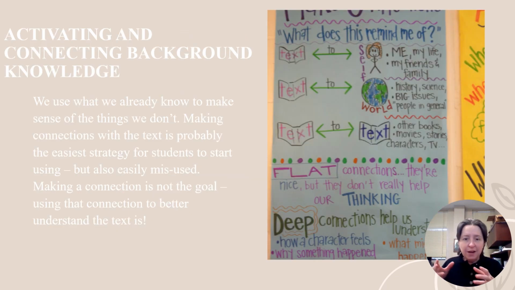So we both activate and connect to background knowledge. I don't think that this will be unfamiliar to anyone. The common types of activation are thinking about how you can connect to the text yourself, how what you see in the text could connect to something out in the wider world or to another text. Making these connections allows you to start addressing much more layered and nuanced issues more effectively, because if you can make those connections, then you're more likely to understand what you read and more likely to be able to do some of the next strategies.